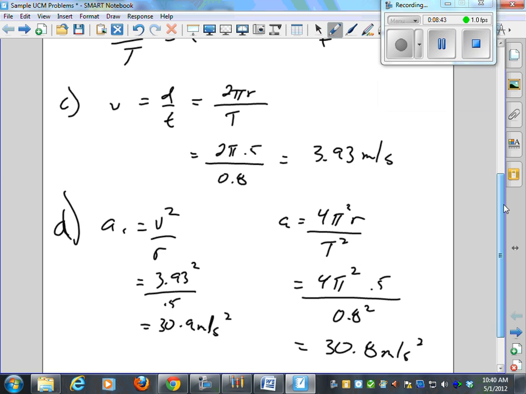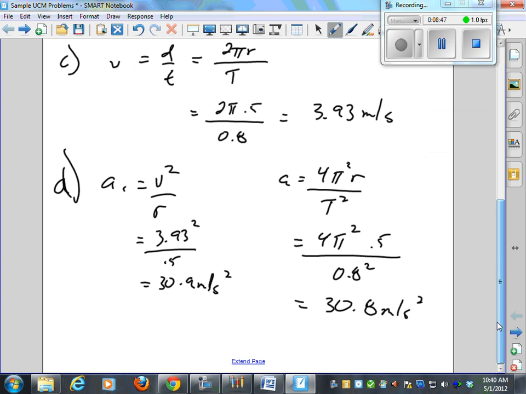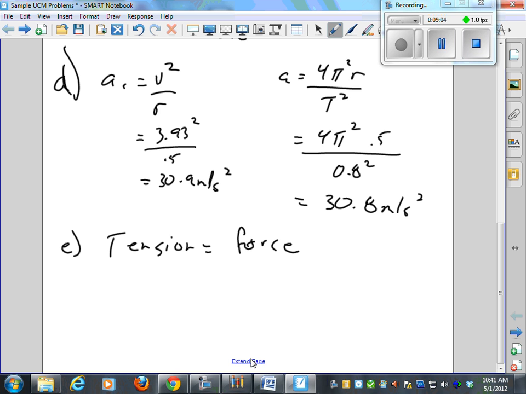Last thing now, the tension in the string. Now, what do I mean by the tension? Yeah, force outward. Tension is simply a force. And so what we're really asking for is, what's the centripetal force? It's just Fc. Now there's about 3 different ways you could do that.